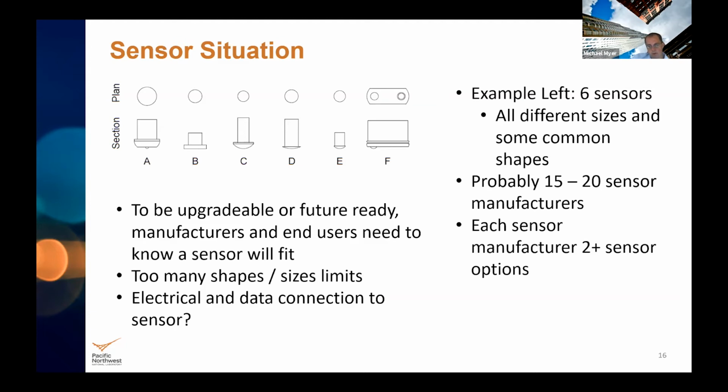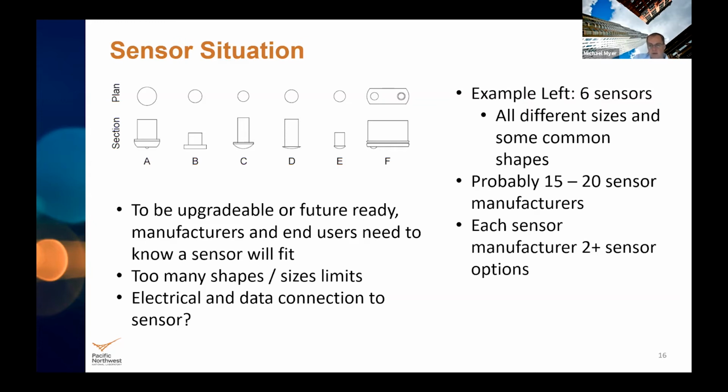But to be upgradable or future ready, manufacturers and users need to know where a sensor will fit. If every manufacturer is making a different shape or size, and some even make different shapes and sizes within their own families, how do you make that future upgradable? You're essentially having to change that every time you want to change fixtures. That can also limit your ability in the design phase for the competitiveness of your specification.